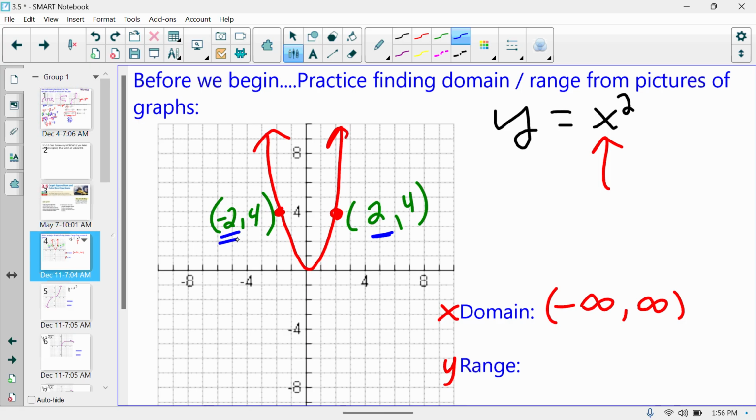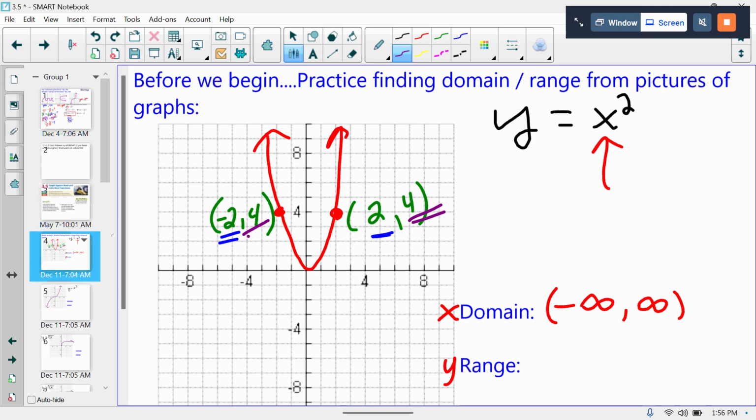Now I want you to focus on the y's, though. Remember, when you square a positive number, you get a positive because 2 times 2 is 4. But when you square a negative, you also get a positive. Can you see that there are no negative y values on this graph ever? Do you see that? So that's why our range is just going to be 0 to infinity. You're not going to have negatives, okay?